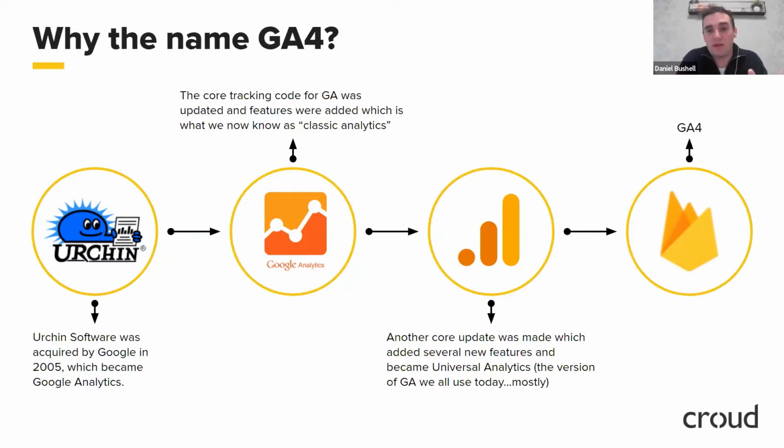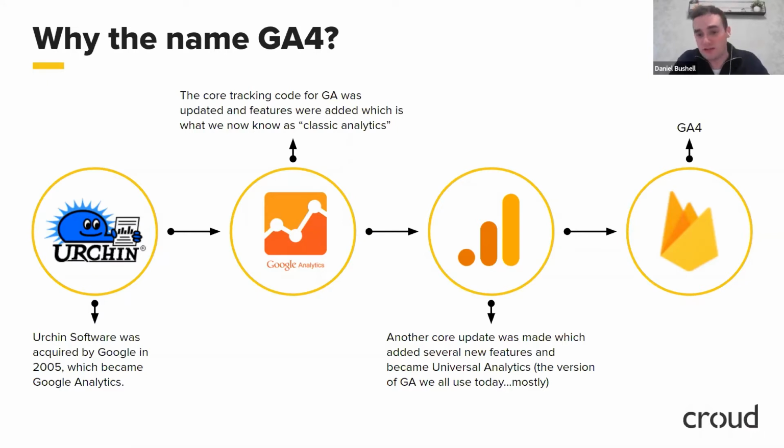The best way to think about GA4 is to actually think about it in context to what came before it. So just to give a bit of background, in 2005, Urchin software was acquired by Google, which was the first iteration of analytics done by Google. Then the tracking code was updated quite significantly and added quite a few features, and this is what was known as Classic Analytics. This has mostly been phased out by most of the clients that we work with. We don't really come across many people that still use Classic Analytics, but you can still use it. That's the first big update into GA, or the second iteration of it.